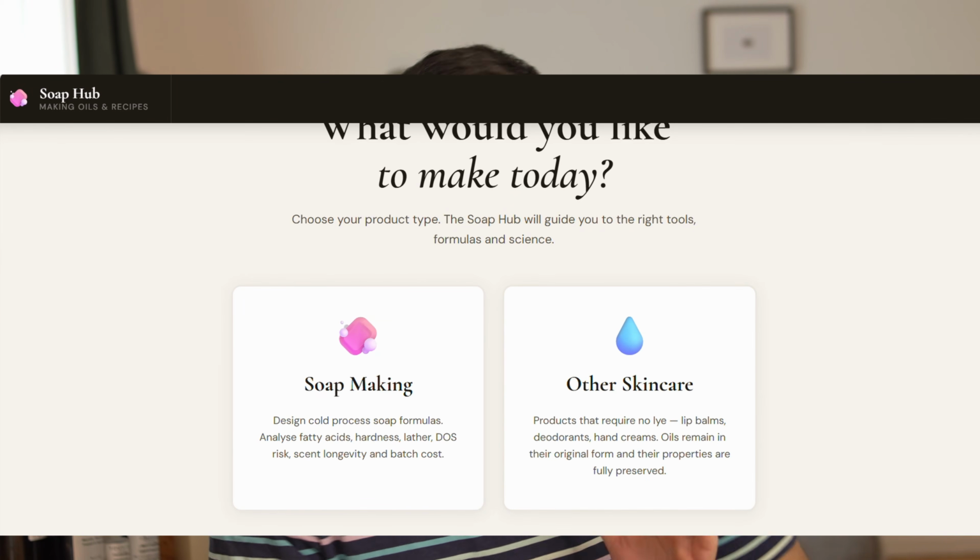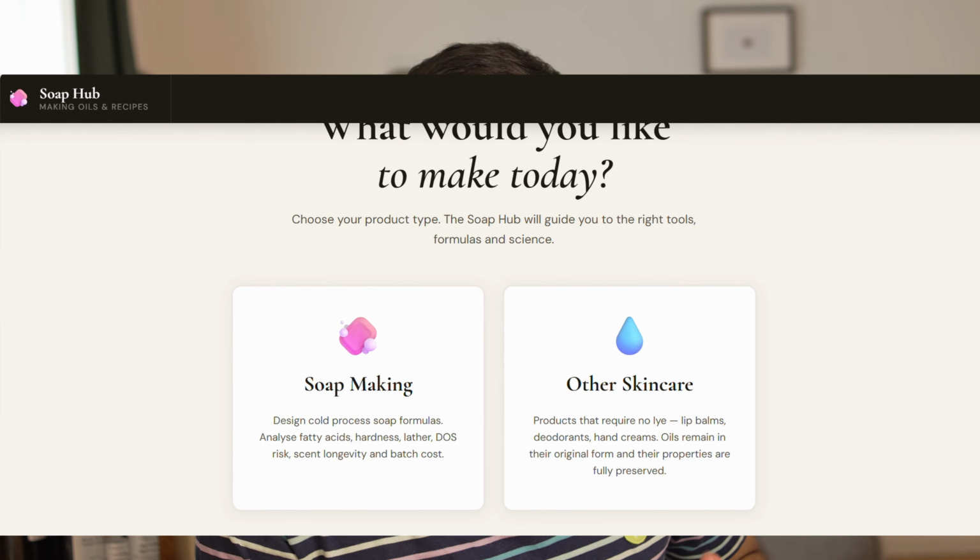There is another difference. I always ask people, what would you like to make, soap or other skincare? Why do I ask that? Soap making is completely different from other skincare products because soap making involves the use of lye, sodium hydroxide, and other skincare products do not. So when you have lye, you have a chemical reaction. Your lye converts your oils into something else. While when you have other skincare products like lip balms, deodorants, and so on, you have your oils existing in their original form. They are not converted into something else.